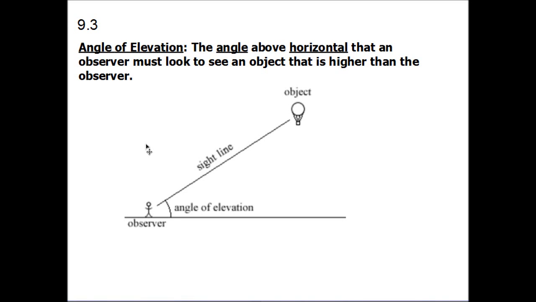Alright, today as promised we are going to be talking about trig word problems. There's two types, angle of elevation and angle of depression. First we're going to start off with angle of elevation.